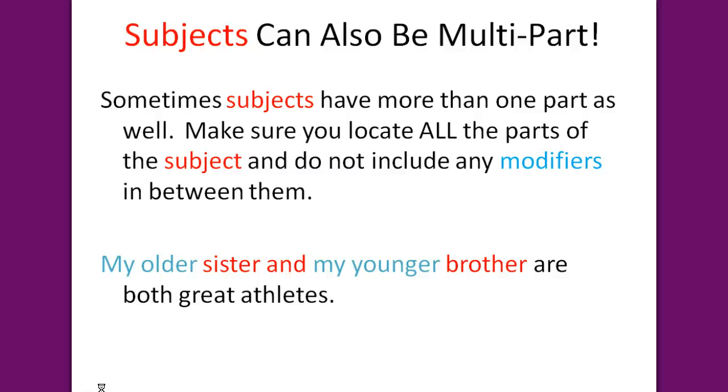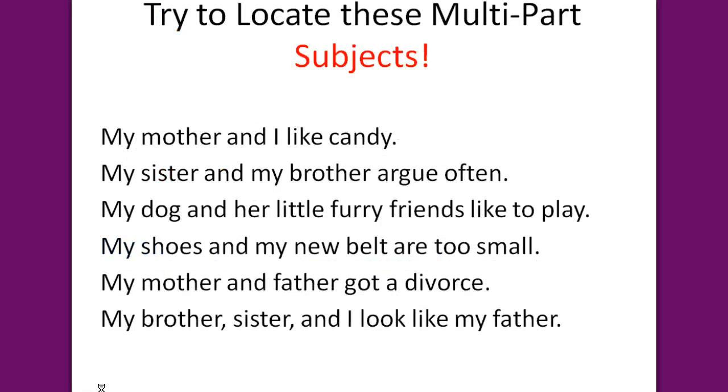However, we're looking for the simple subject, which here would be sister and brother. The other words are modifiers describing that the sister is older and the brother is younger, but the simple subject still has two parts, sister and brother. Take a moment and try to locate these multi-part simple subjects.